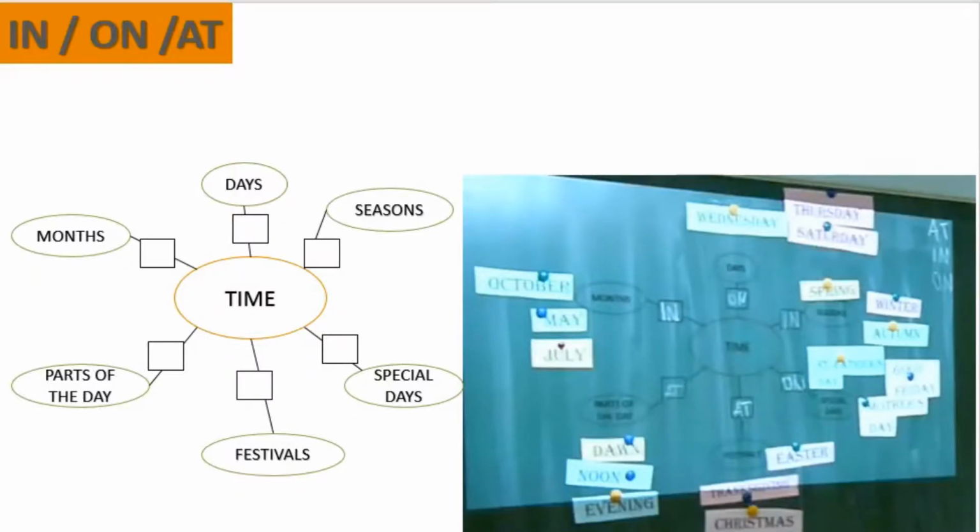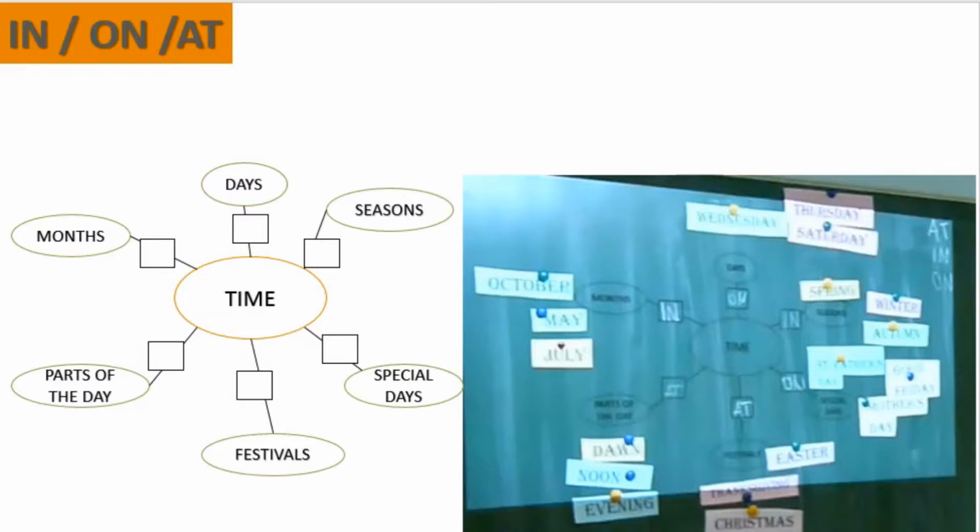As the introduction, students were asked what different things can we talk about if the topic is time, and not about telling the time. Students gave their suggestions: days, months, seasons, decades. After that, they were projected a spidergram on the board with different subtopics of time: days, months, seasons, festivals, special days, and parts of the day.